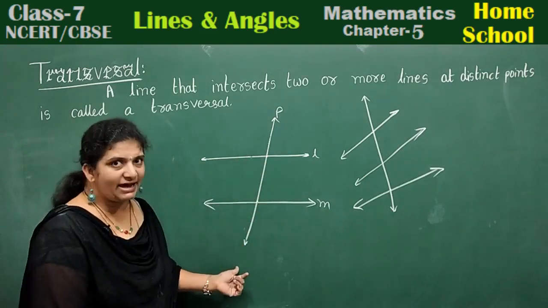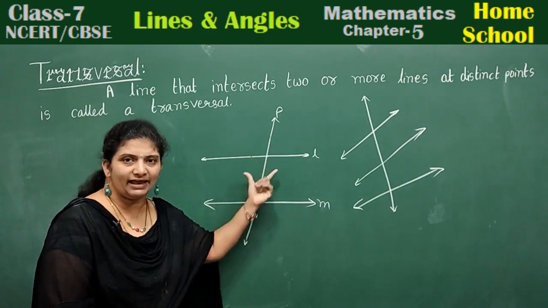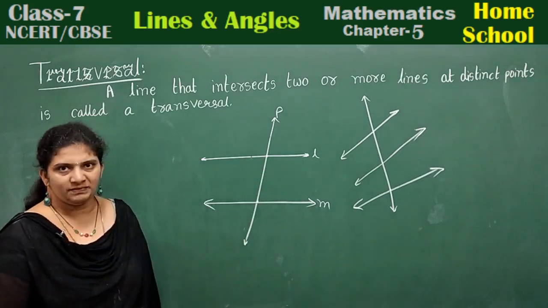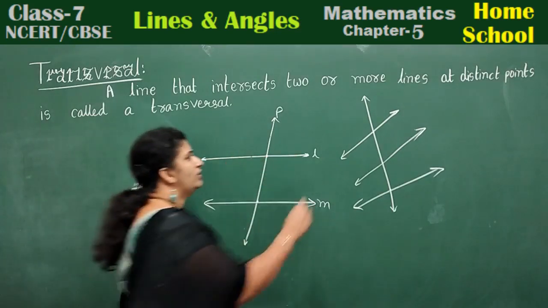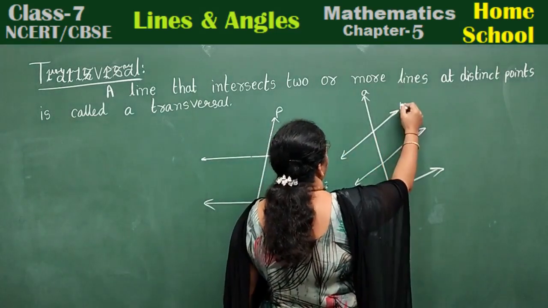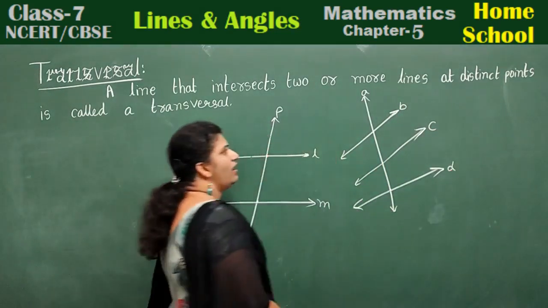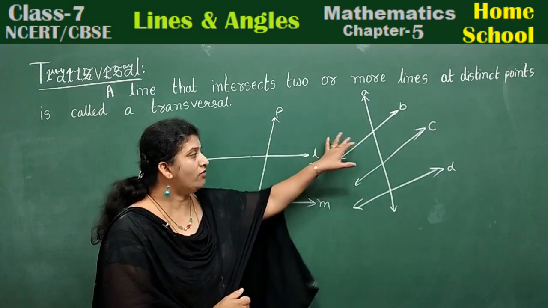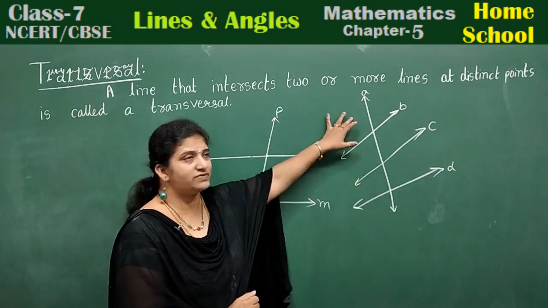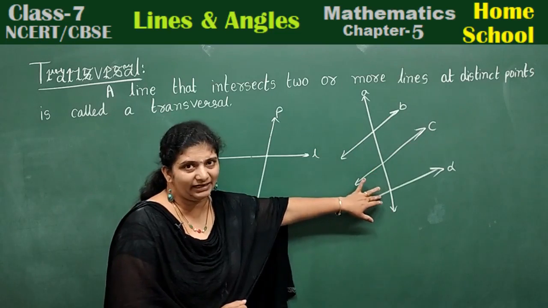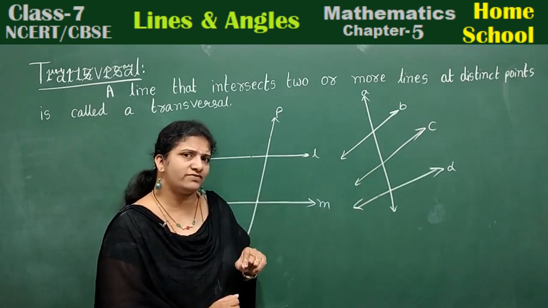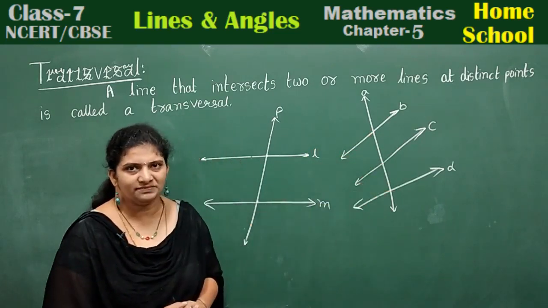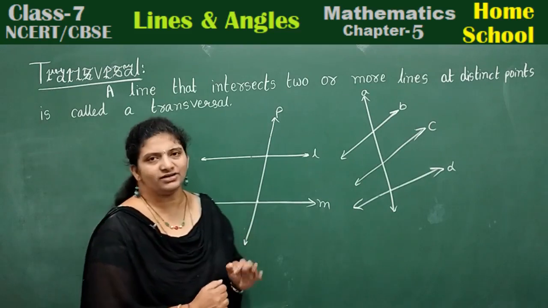Line P is a transversal for two lines, line L and line M, as it is intersecting at two distinct points. Now the second figure, let me mark this A, B, C, D. Line A is a transversal of what? Of three lines. Line A is a transversal of line B, line C and line D. How can you say that? It is a transversal for three lines and it is intersecting at three distinct points. Okay, like this we need to see the transversal.